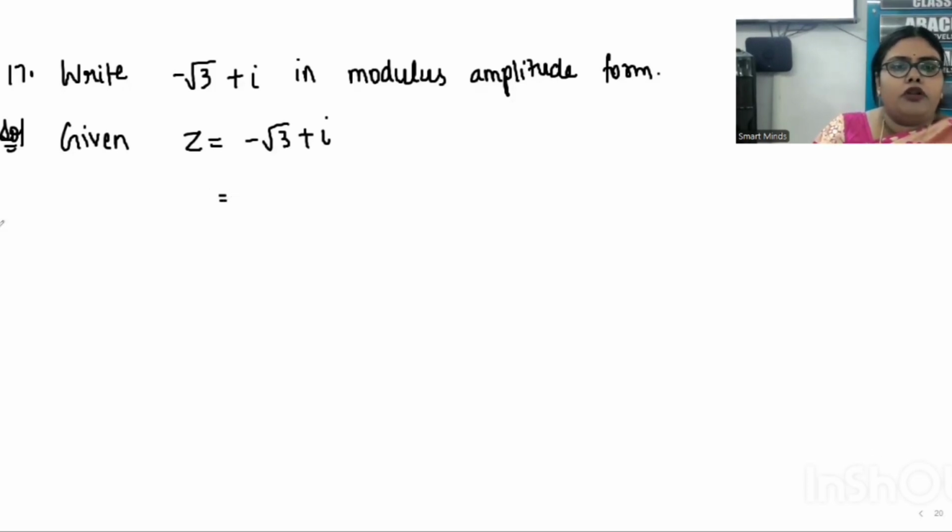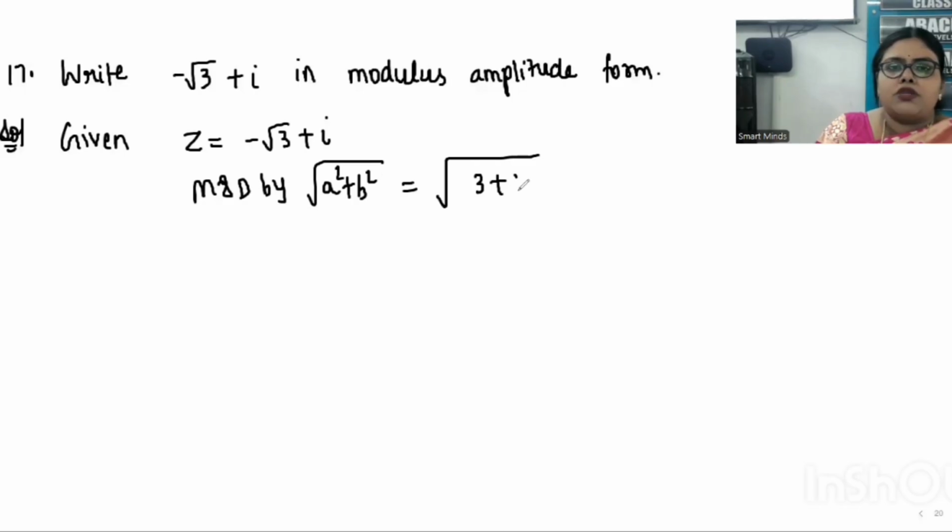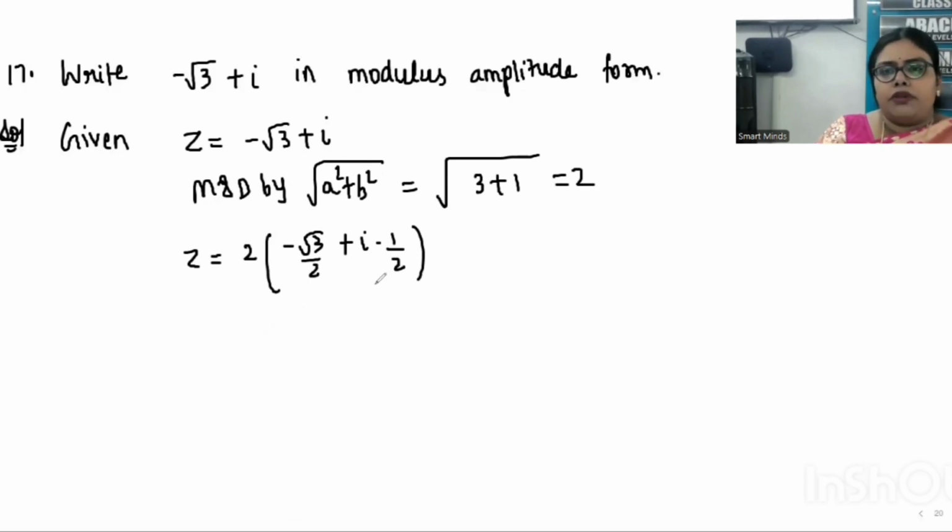Here, whenever modulus amplitude form is given to us, we multiply and divide by root of a square plus b square. So a is minus root 3, so a square will be 3, plus 1, that is 2. So z is equal to 2 into (minus root 3 by 2 plus i into 1 by 2). Now how to change this into modulus amplitude form: the first term you write as cos of some angle, and the second term you write as sine of some angle.